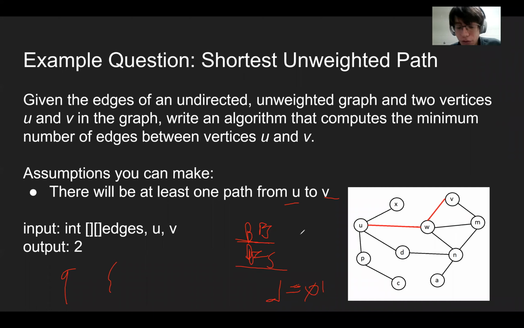And we're going to put all the things distance 1 away. So we're going to put X, we're going to put P, we're going to put D. And none of these are V. So then we have to check everything distance 2 away. So we're going to update our distance to 2.